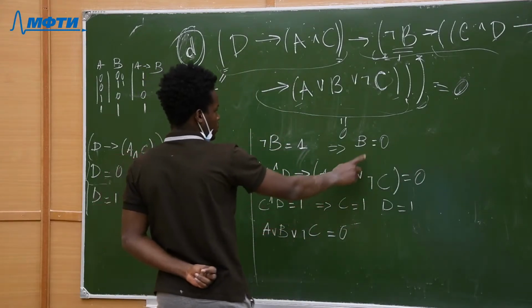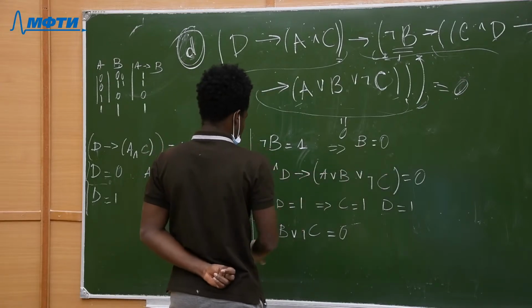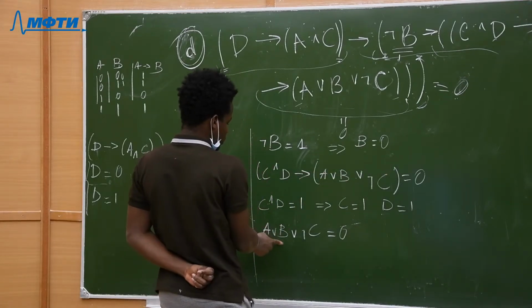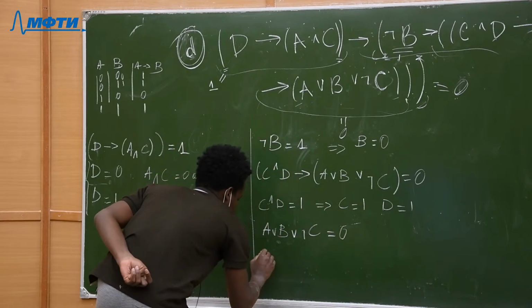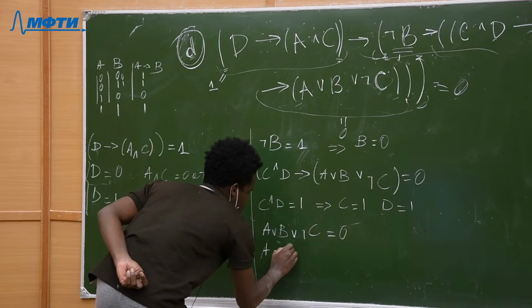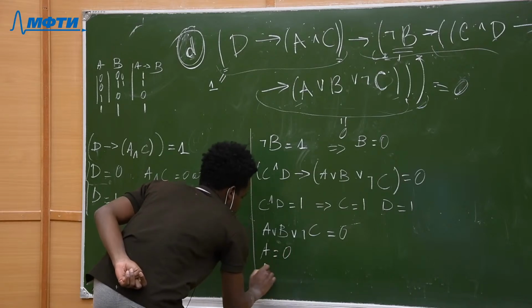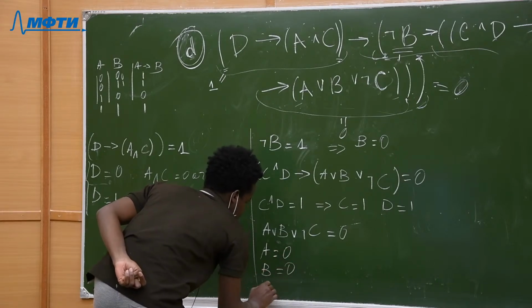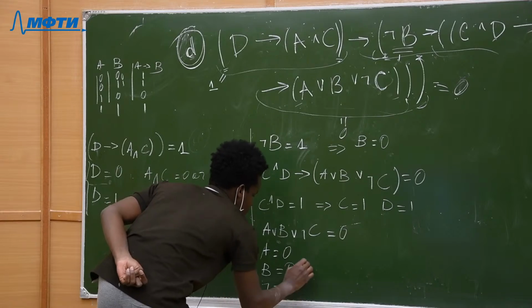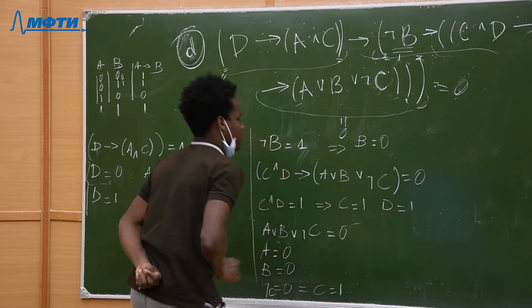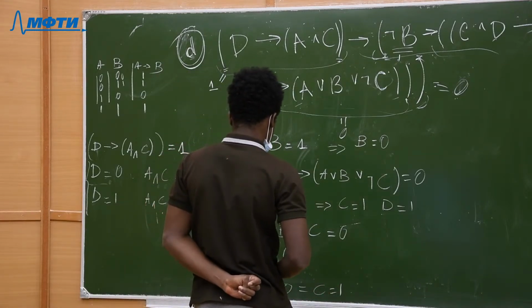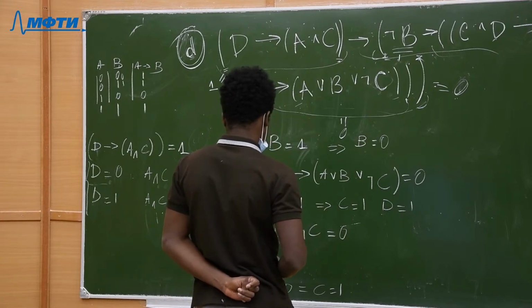Well, here we can get B equal to 0. Here A or... it's only if we have A equal to 0, B equal to 0, and not C equal to 0, and that C equal to 1. Okay, so by now everything works, right? We don't have any contradiction.